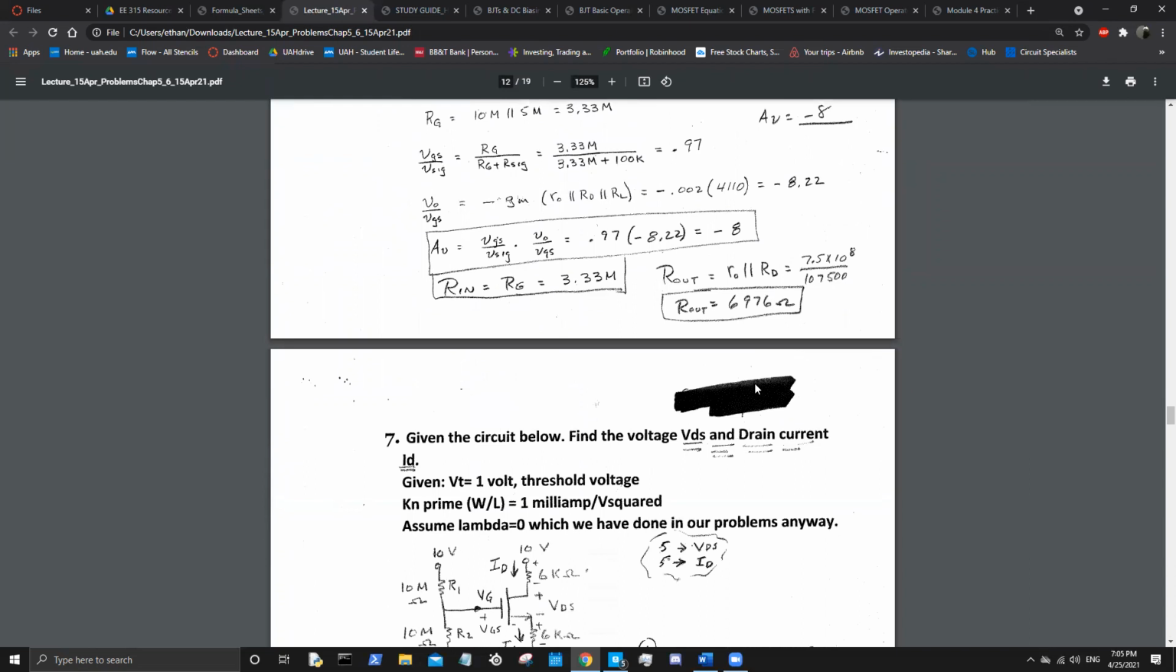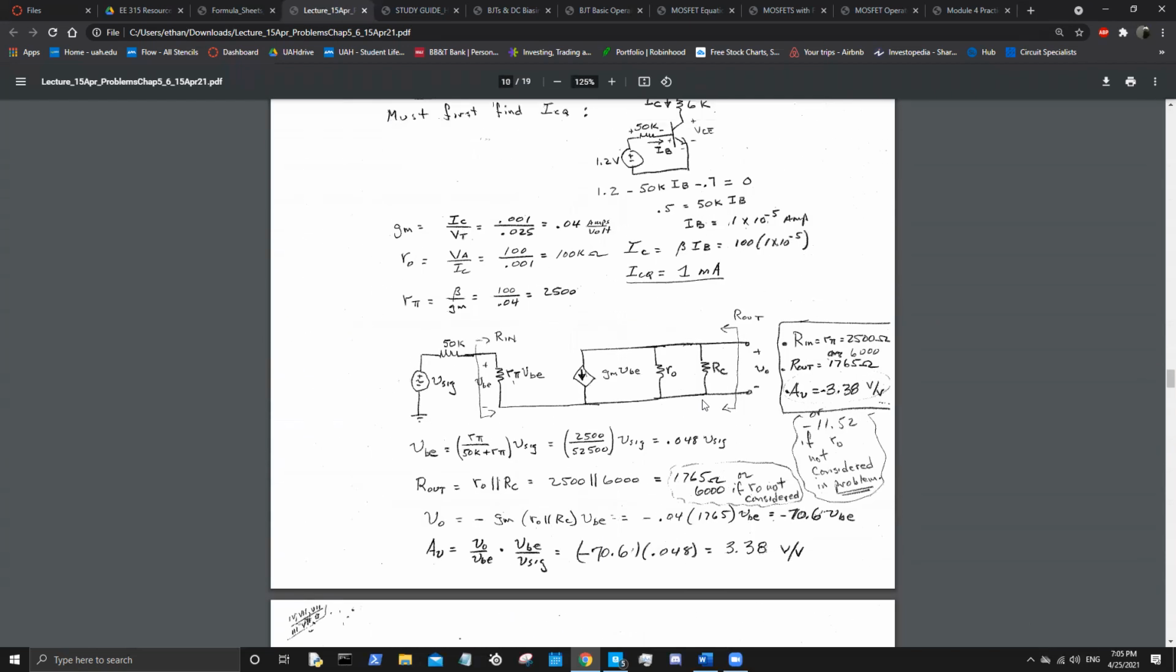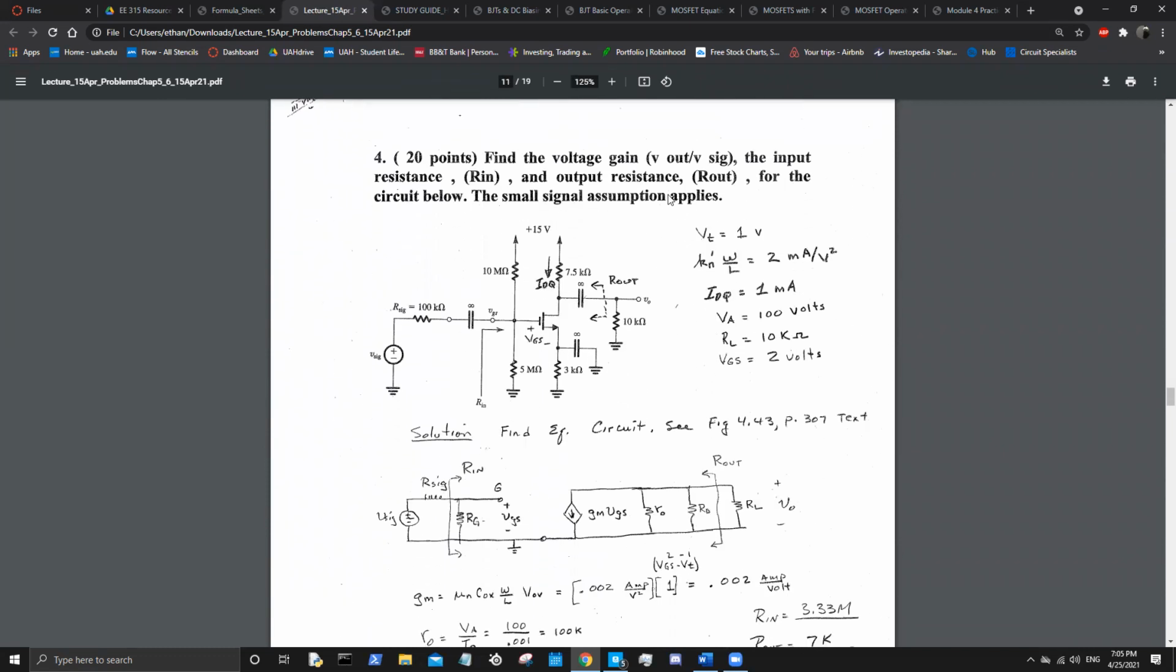Oh, that's the next problem. That's a MOSFET. Oh yeah, poggers. Yeah, it wants R out and R in over here. All right, moving down. This one also wants us to find the voltage gain, the input resistance, and the output resistance for the circuit.